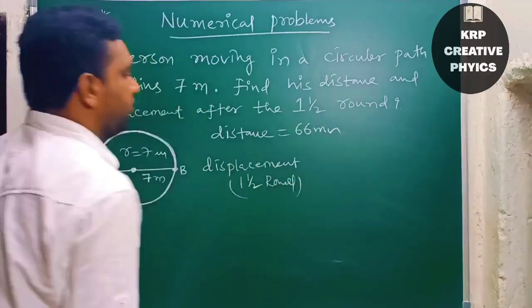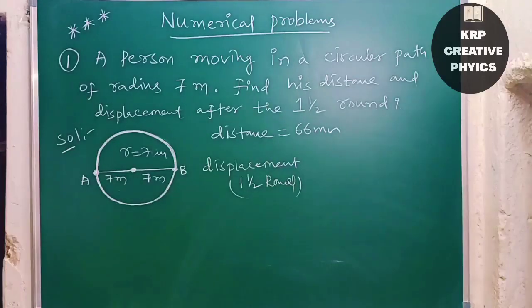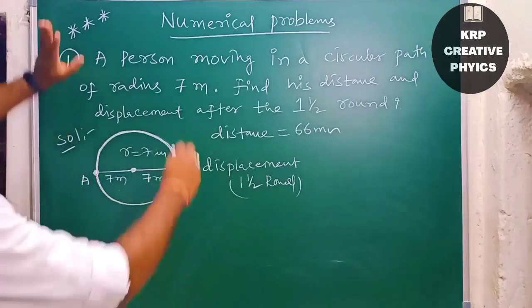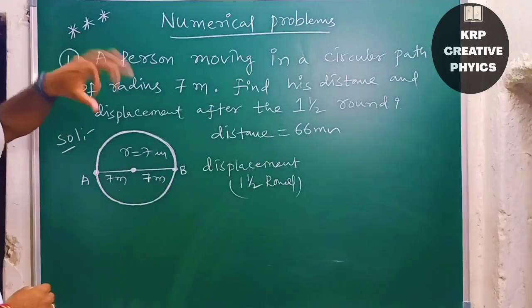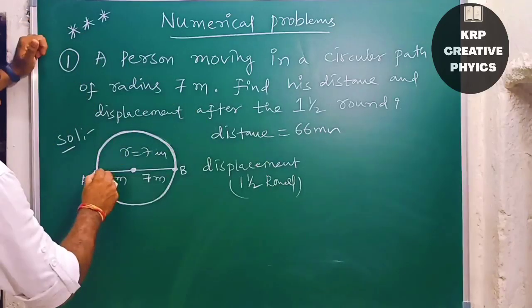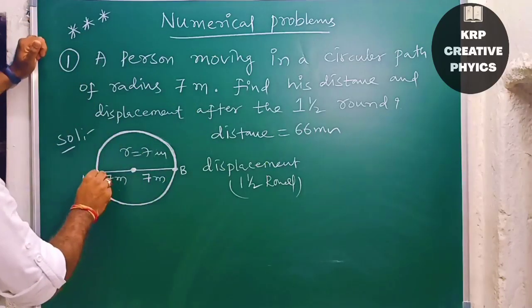You should not forget 1.5 round. That is very, very important. So now you just try to observe what I am doing here. Displacement is the shortest path after the completion of 1.5 round. So for 1 round, displacement is 0.